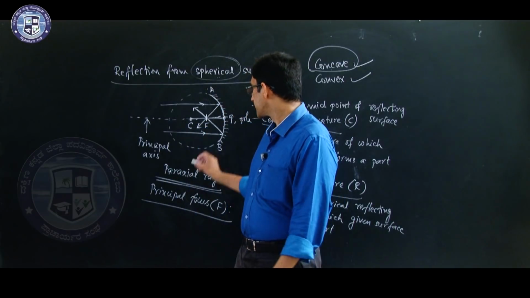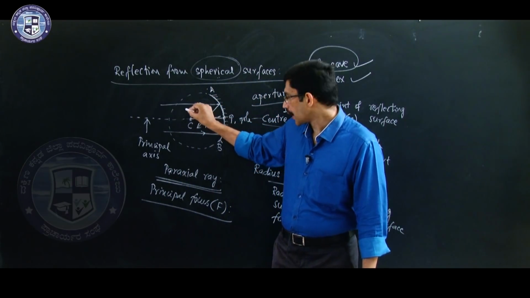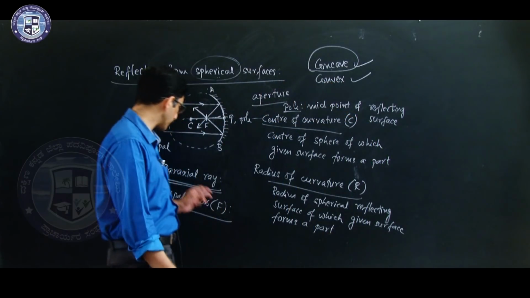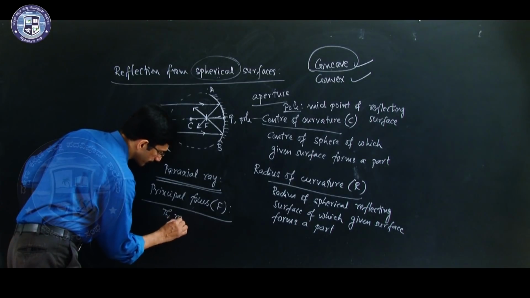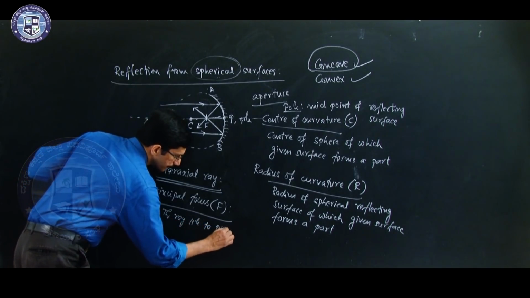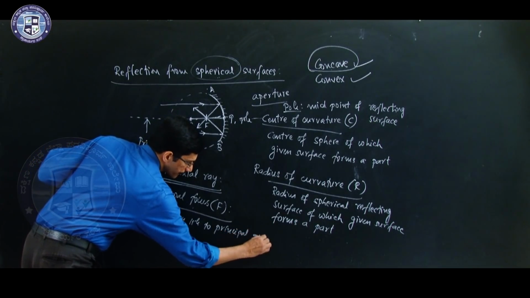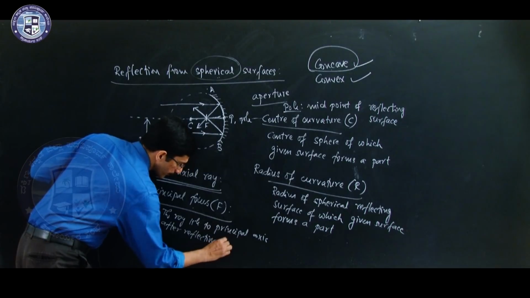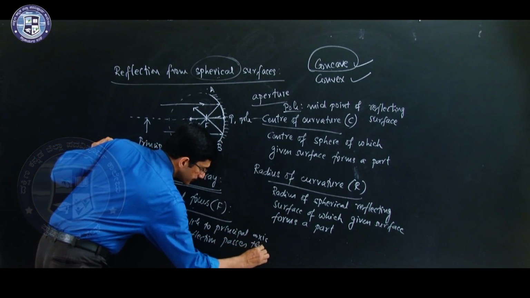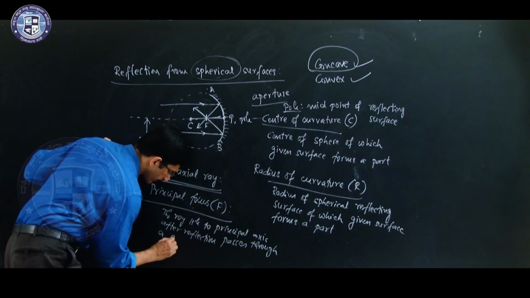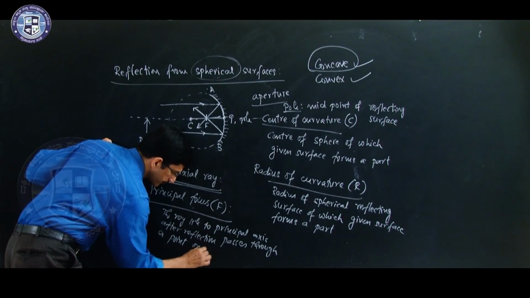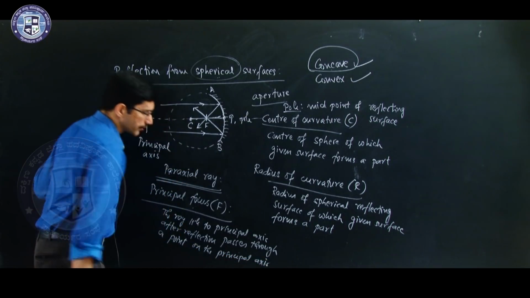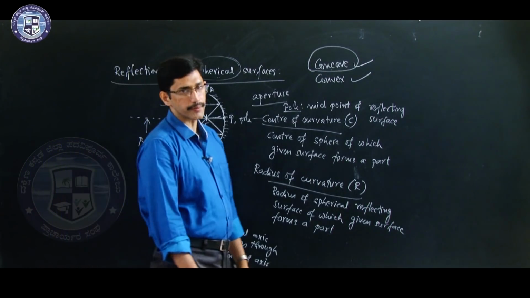So, what is the principal focus? The ray parallel to the principal axis, after reflection, passes through a point on the principal axis, and that point is called the principal focus.